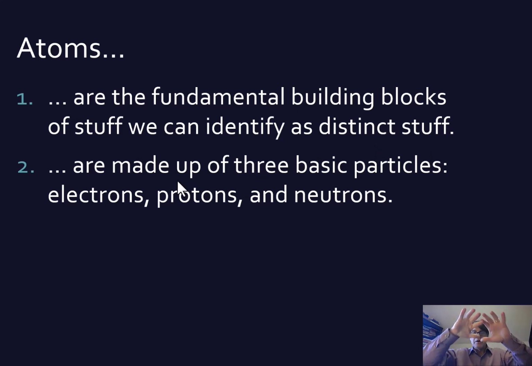Electrons are the planets in the solar system, not really. Negative charged. Protons are the nucleus, positive charge. The nucleus also has these things called neutrons.